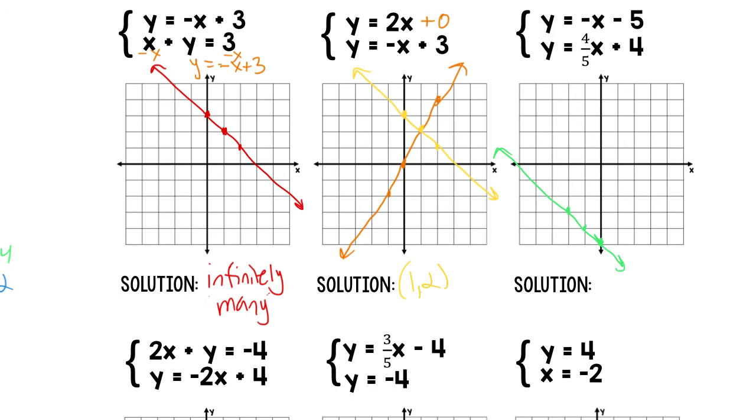And then we've got y equals 4/5 x plus 4. So we go up to the 4 on the y-axis and down 4. 1, 2, 3, 4, right 5. 1, 2, 3, 4, 5.